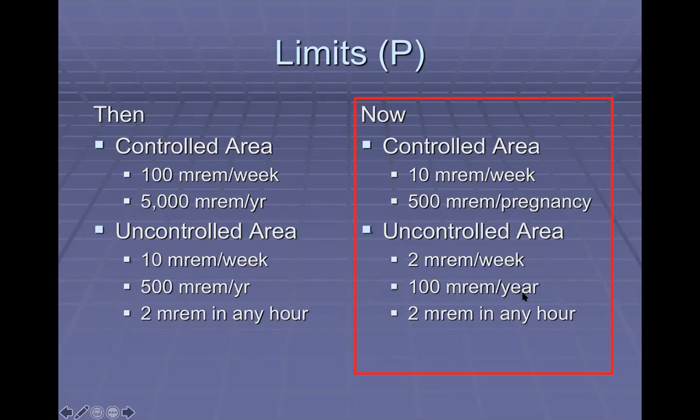So uncontrolled area means that the public will be walking around, and you need to make sure that there's no more than 2 millirem per week. So hopefully if you forget them, you can still try to go back and think, okay, well, what are the annual limits? Roughly 50 weeks in a year. Okay, that might jog your memory and be able to push through.